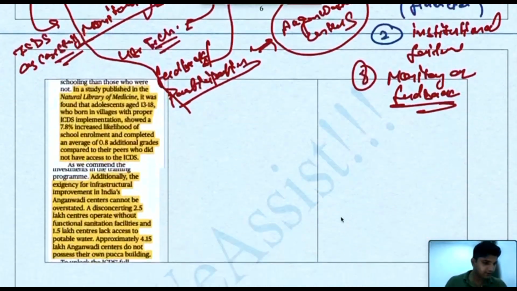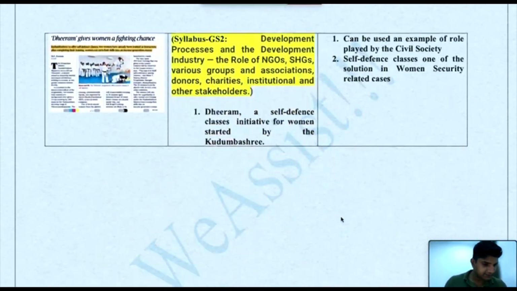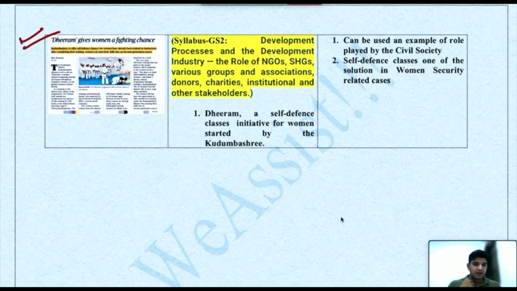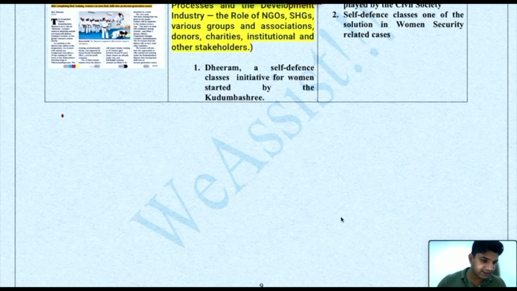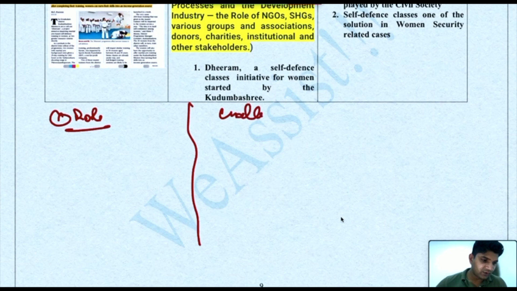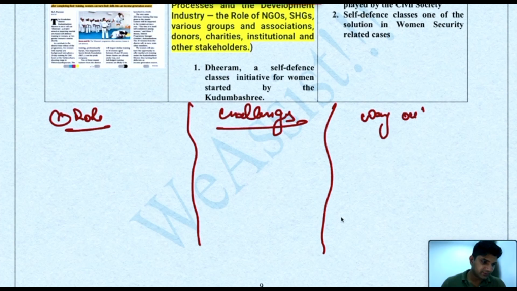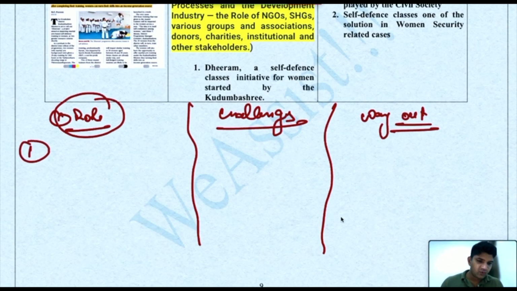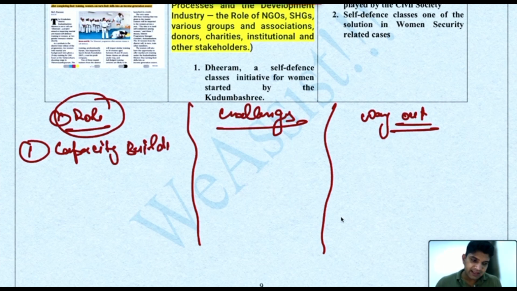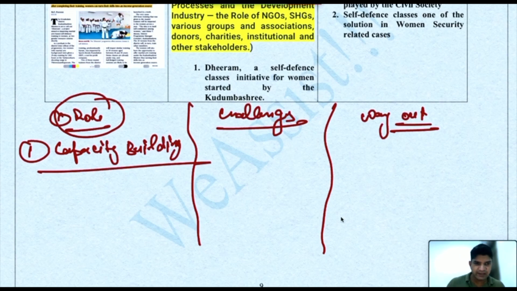This we have done. Coming to the next part, this Dhiram. Now there is this topic of role of NGOs, civil societies, etc. So what you have to do, you have to identify 3-4 things. First, what is the role. Second, what are their challenges, what all are the challenges of the NGOs and society. And third, what is the way out. Now in roles, one role will be of capacity building.